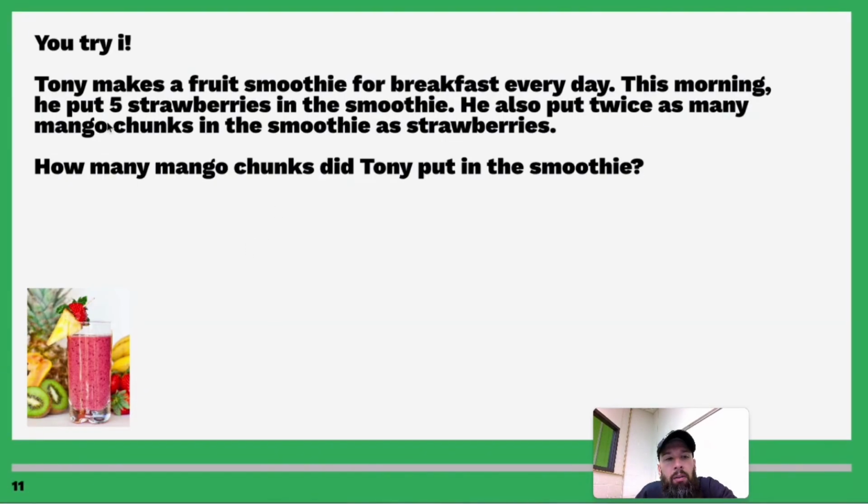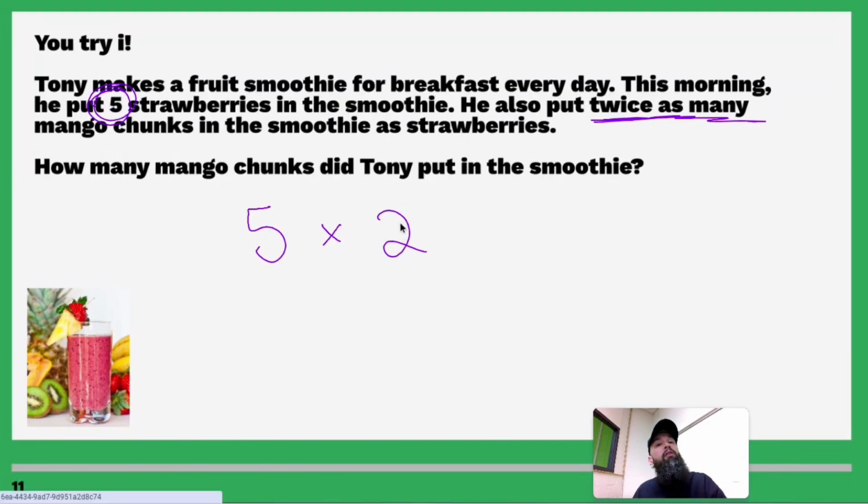So he has 5 strawberries, and he's going to put twice as many to get mango chunks. So this is just 5 times 2. This is going forward. So if there's going to be twice as many, you're going to have more mango chunks. So 5 times 2 is 10, and we're going to have 10 mango chunks.